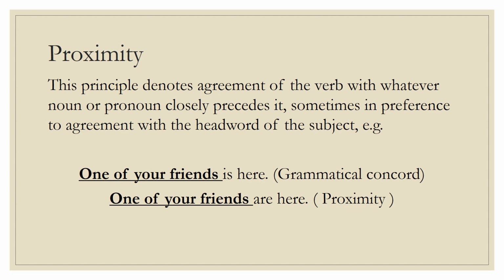Okay, so pay attention, please, to these three rules of concord of number between the subject and the verb. Until now, we have three rules. They are the grammatical concord, the notional concord, and proximity.